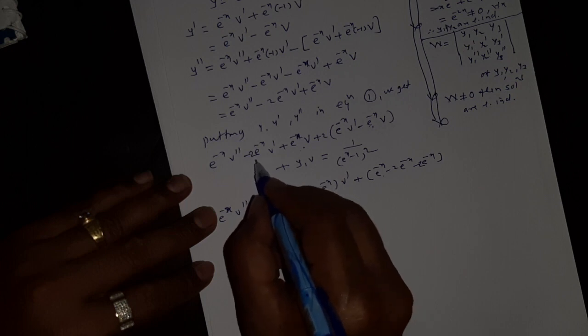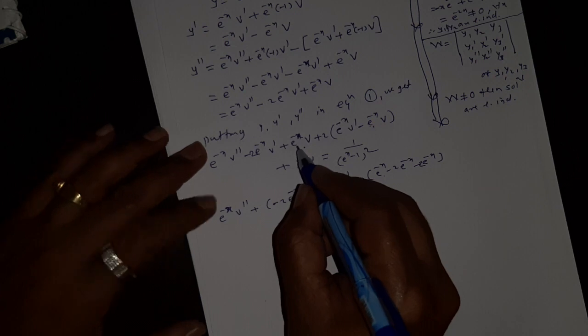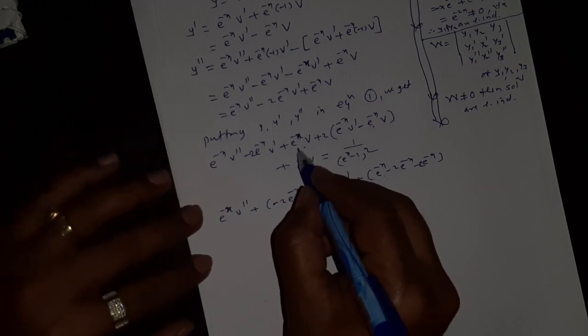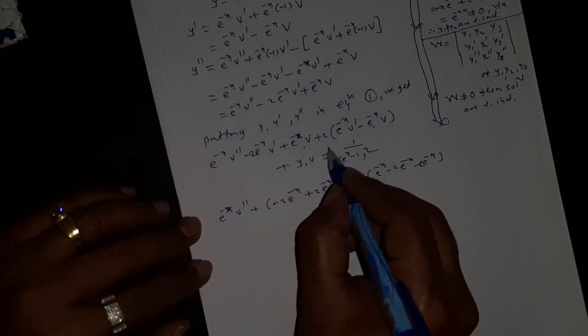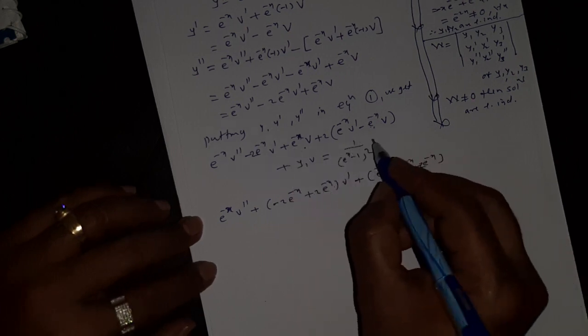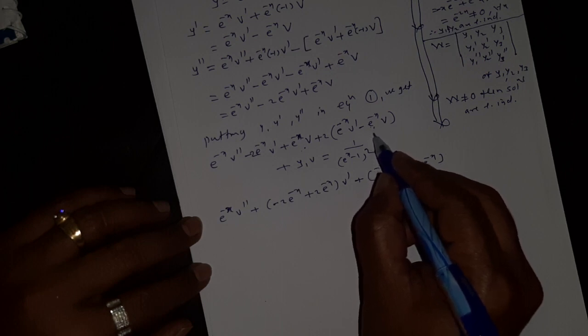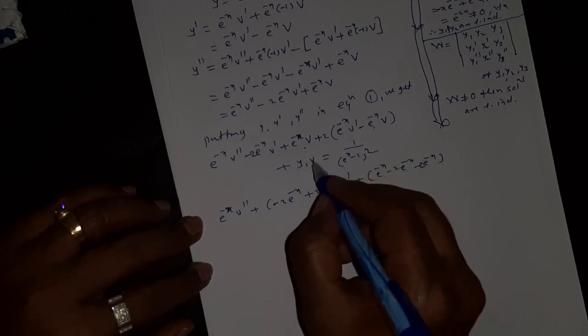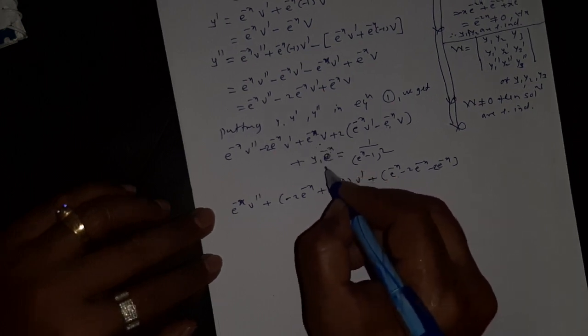V dash, coefficient of v, e raised to minus x, is equal to y1 v. V means what? V means e raised to minus x.